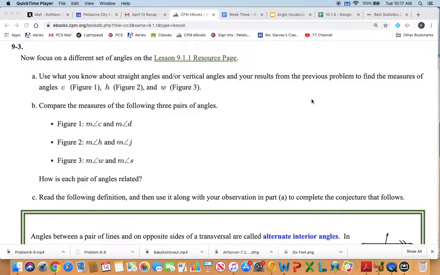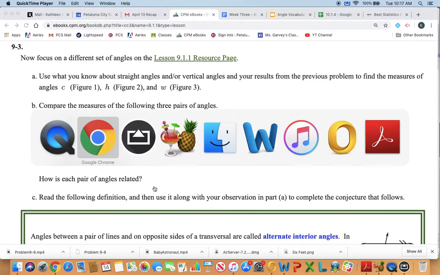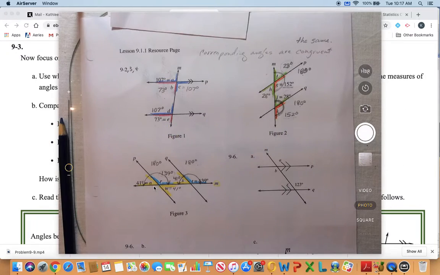Now we're still on problem 9-3, only we're going to answer B. It asks us to compare the measures of these three pairs of angles, C and D on figure 1, H and J on figure 2, and W and S on figure 3, and figure out how each of these angles is related. So let's take a look at those right now.